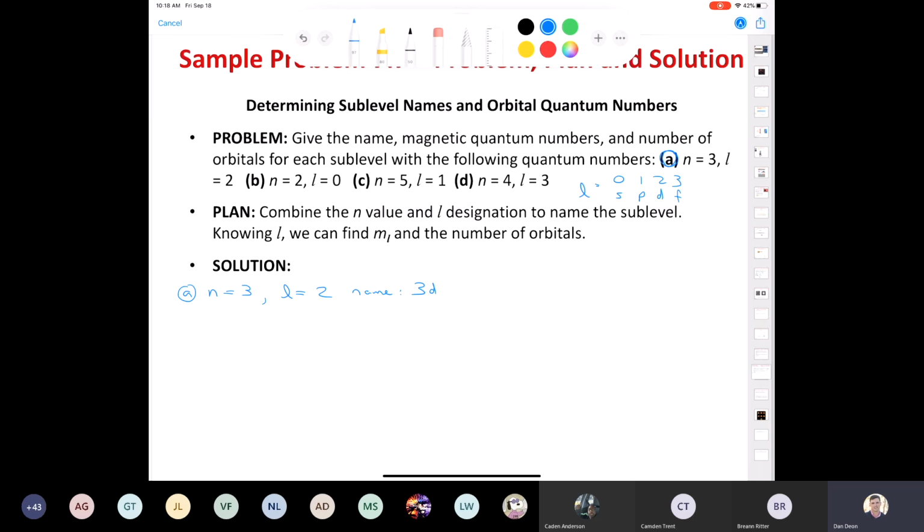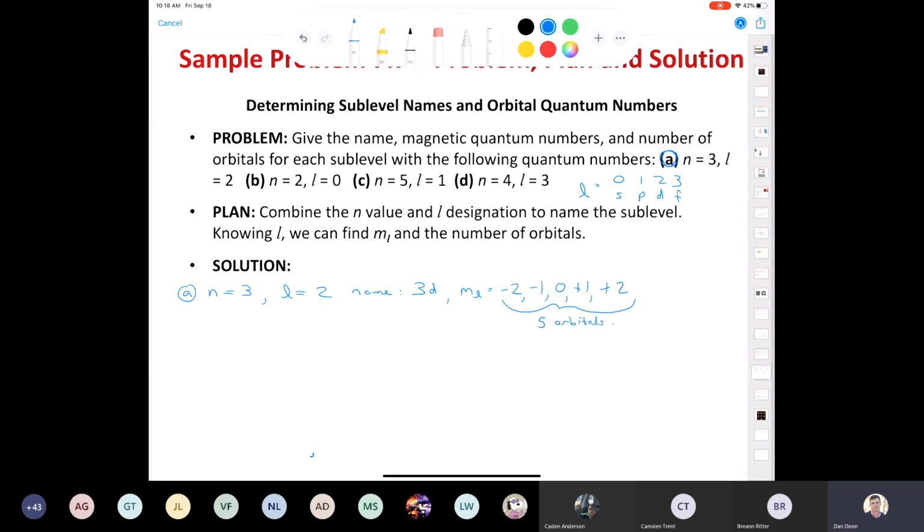Then it's saying, give us the magnetic quantum numbers, which is the ML values. So my ML values are going to be -2, -1, 0, +1, and +2. And then it says, give me the number of orbitals. Well, each one of these represents an orbital. So I have a total of 5 orbitals.